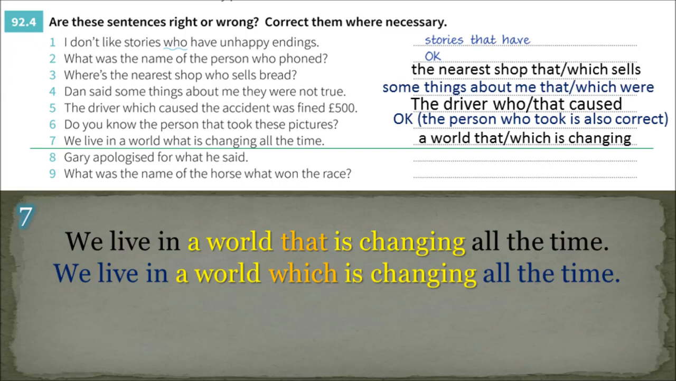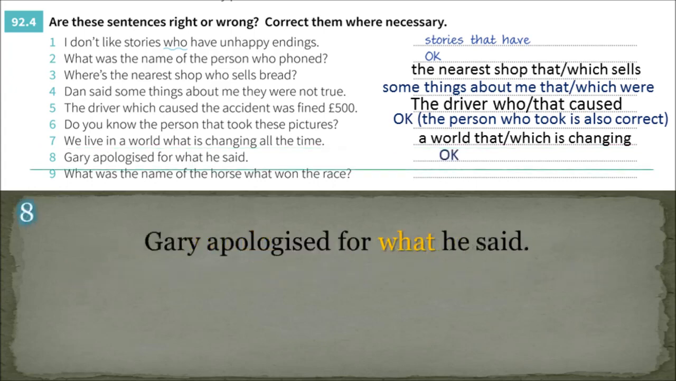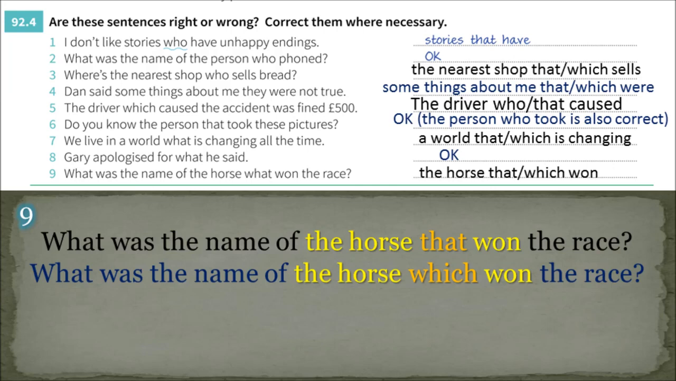We live in a world that is changing all the time. We live in a world which is changing all the time. Gary apologized for what he said. What was the name of the horse that won the race? What was the name of the horse which won the race?